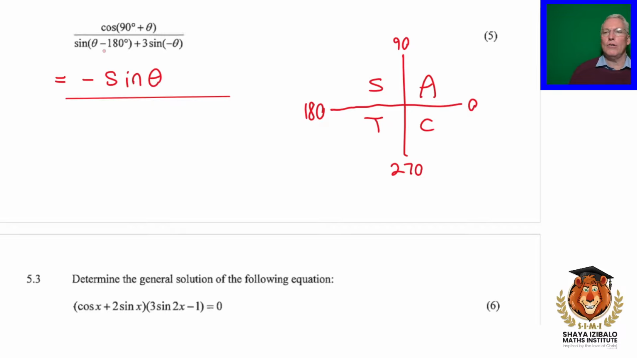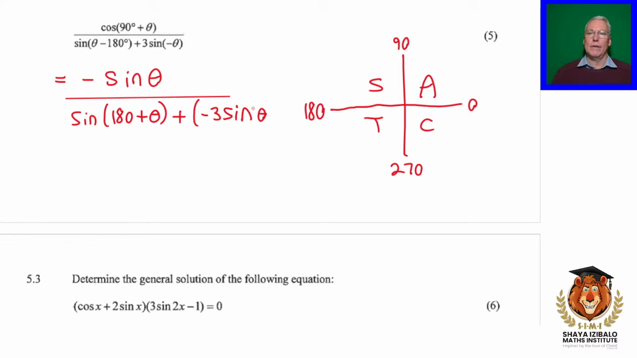The easiest thing to do here is to add 360, because if we add 360, we end up in exactly the same place. If we add 360, we actually get sine of 180 plus theta, and that's easier to visualize. And this is 3 lots of sine of minus theta. Sine of minus theta is just theta degrees away from the horizontal axis, so we're in quadrant 4 because we're going clockwise. So this is in fact negative 3 sine theta. Sine of 180 plus theta is in fact negative sine theta.